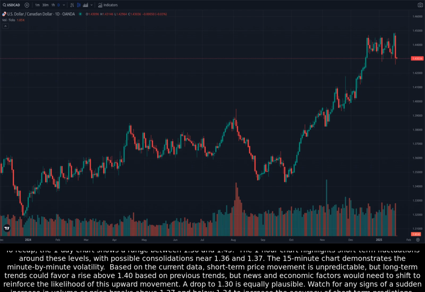Watch for any signs of a sudden increase in volume or price breaks above 1.37 and below 1.34 to increase the accuracy of short-term predictions.